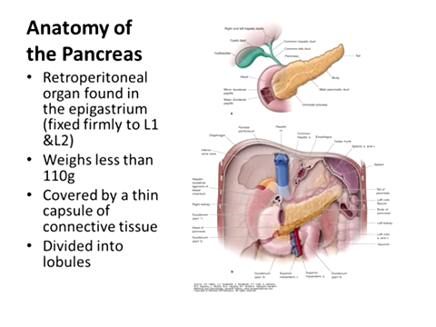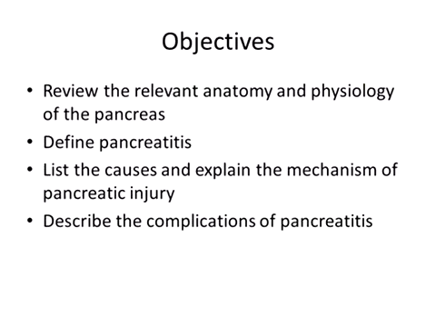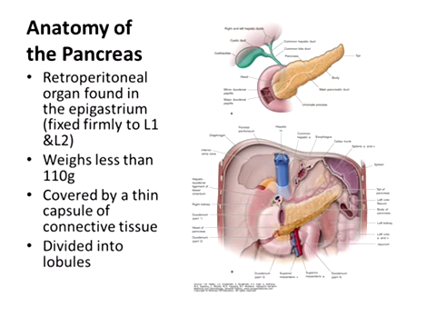Let's review the anatomy of the organ. The pancreas is a solid retroperitoneal organ that's found in the epigastrium. That's the upper part of the abdominal cavity. As you can see in the diagram below, the reflections of the peritoneum have been dissected away to show the retroperitoneal nature of the organ.